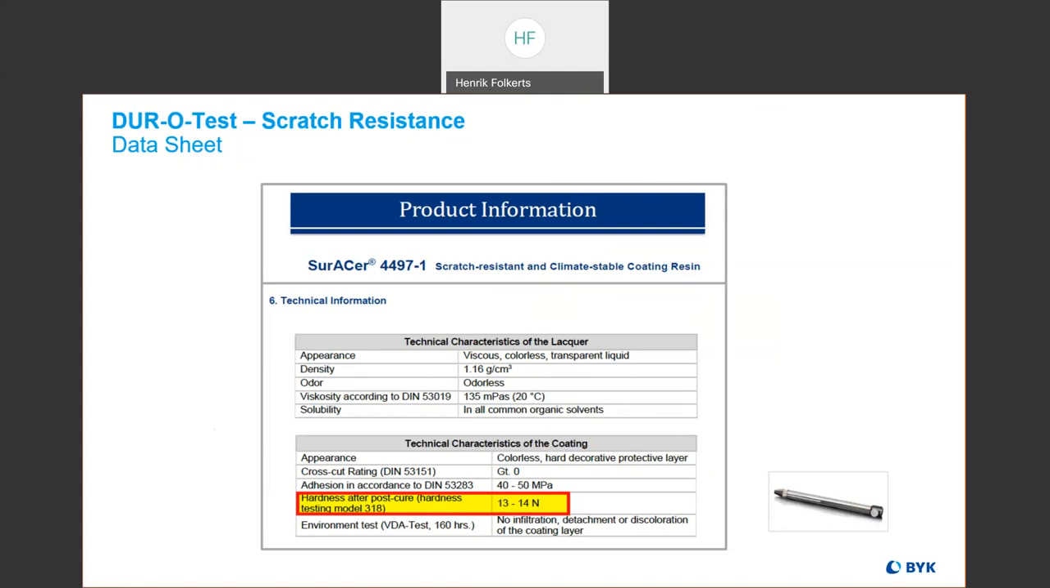And here you can see another example of a data sheet. It's a scratch resistant and climate stable coating resin made by the company Suda Chemicals. The hardness is evaluated after post-cure using this metal needle device. In this data sheet, the resin is able to withstand 30 to 40 newtons, which is quite scratch resistant.